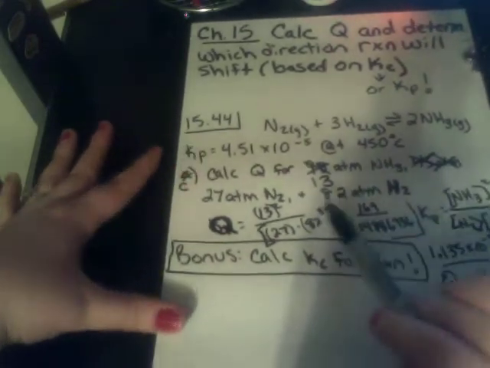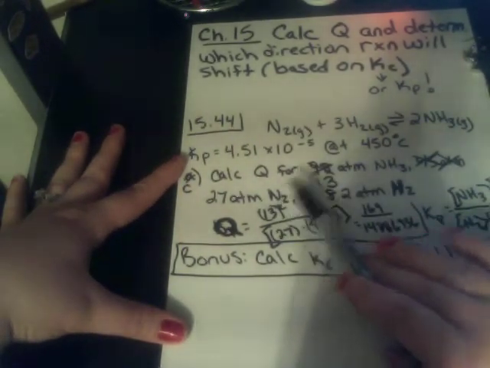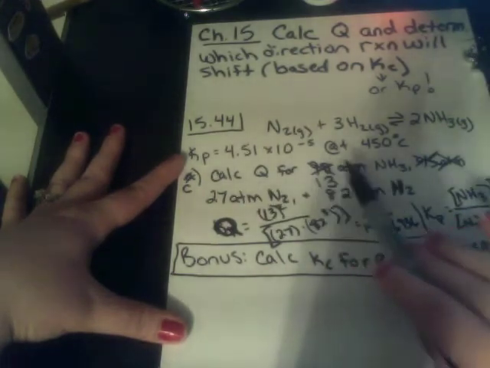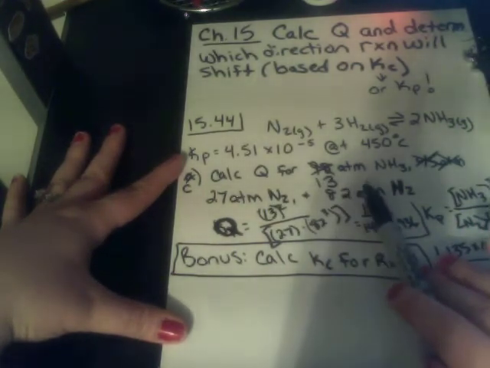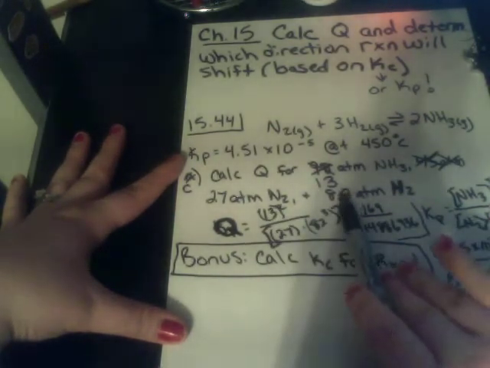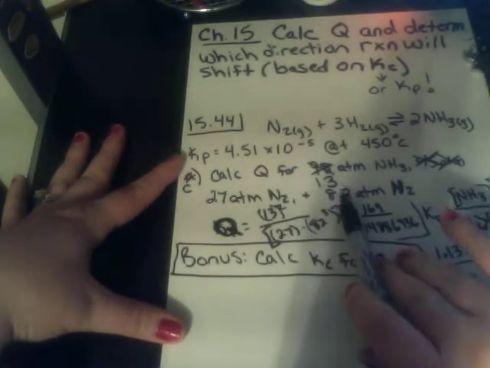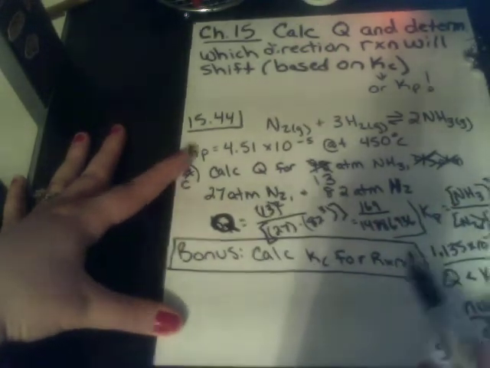If we were to combine this amount of ammonia, this amount of nitrogen, and this amount of hydrogen in a container, it would sit there, and then eventually we would expect to get more NH3 produced and a little bit less of these present. So that's what we would be expecting.